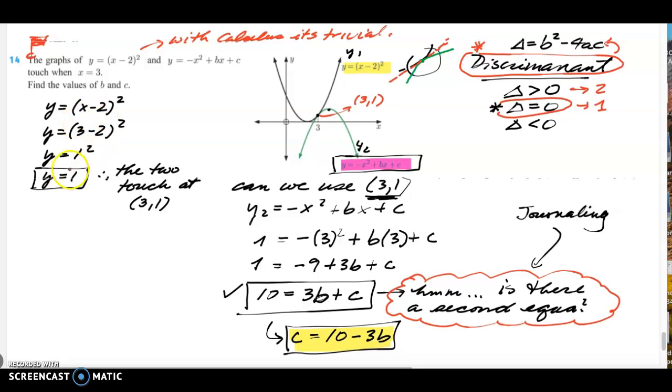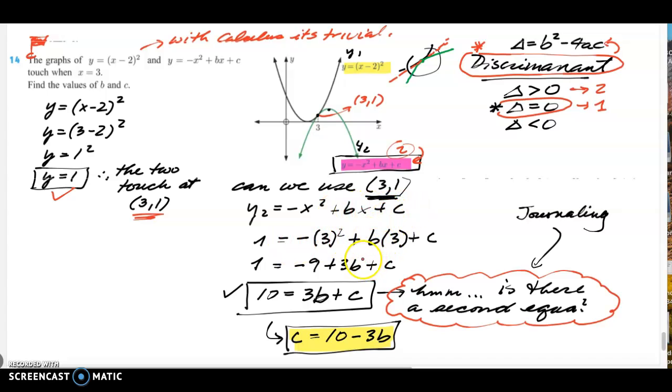Well, we already solved most of it. So we had this. We know where we get 1: use the first equation and plug in 3 into that one, and I get y equals 1, which means it touches at (3, 1). Perfect. So I denote that right there. Then we can use the second equation, so this one. This is our second equation right here, y2 equals minus x squared plus bx plus c.